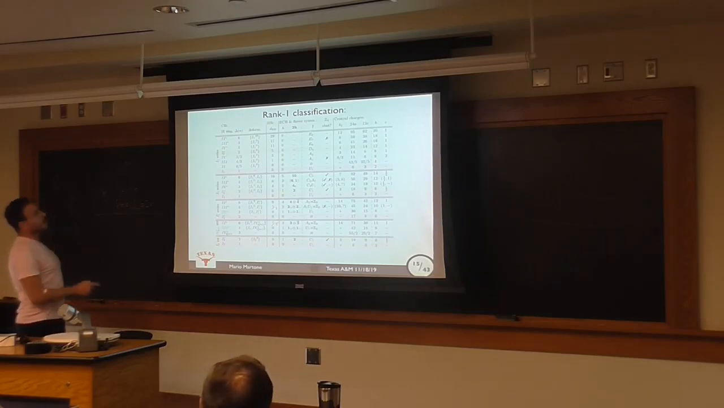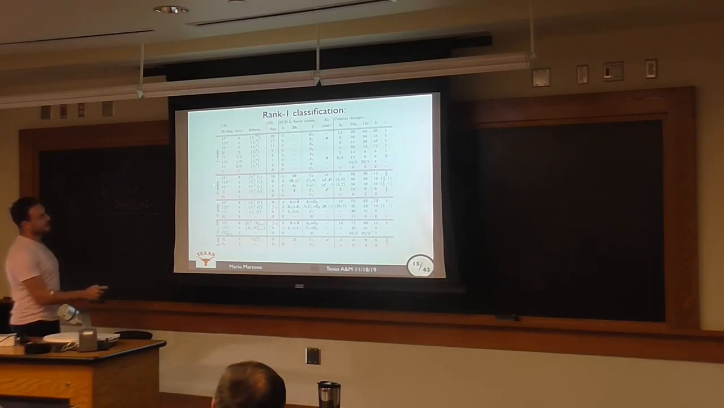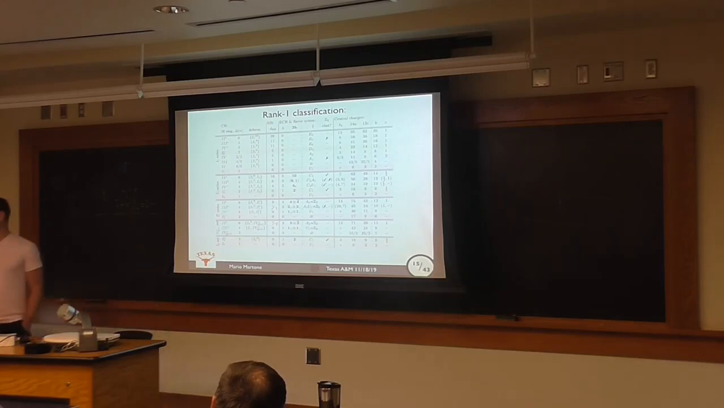Each entry is a different theory. Let me tell you that the first and the second block were known. All the others were not known. So we were able to find a lot of new theories, even though this is the simplest case.